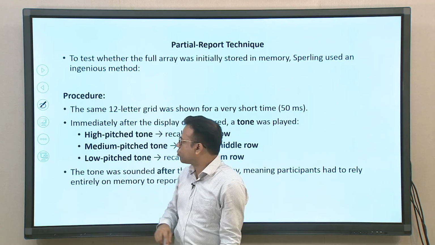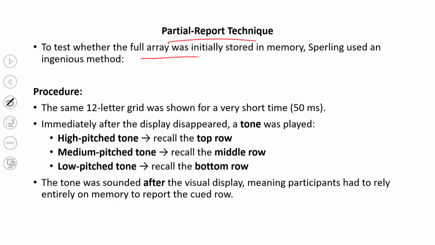He used the partial report technique. To test whether the full array was initially stored in memory, Sperling used an ingenious method. In the whole report method, participants only said that all the letters were captured by their eyes, but they could report only 4 or 5. Whether that information is correct or not, just to confirm that, he used the partial report technique.